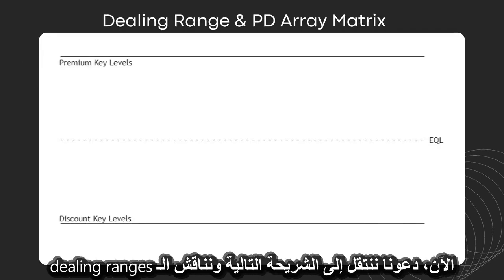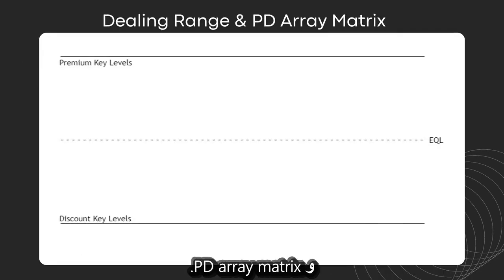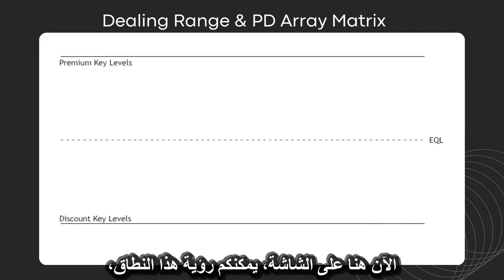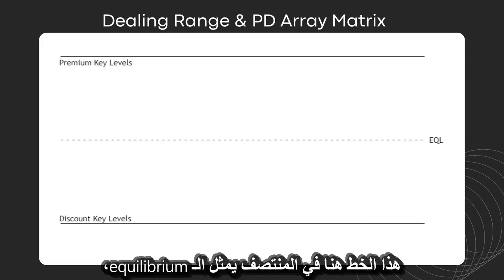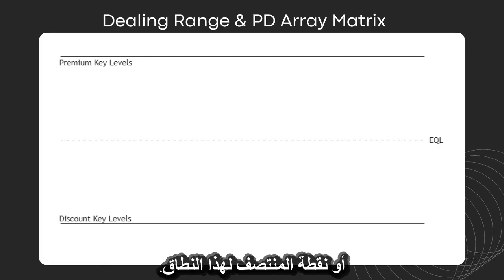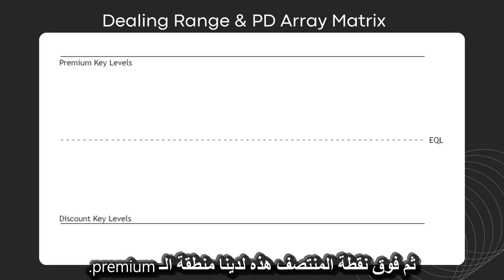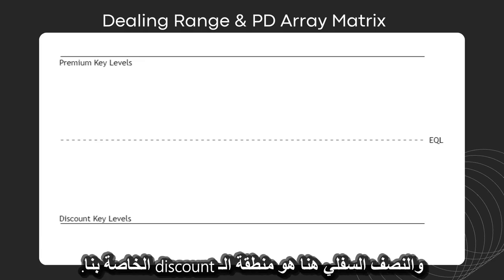Now, let's move over to the next slide and discuss dealing ranges and PDRA matrices. Here on the screen, you can see this range with this line in the middle. This line represents the equilibrium, or the midpoint, of this range. Above this midpoint we've got the premium region, and the lower half right here is our discount region.